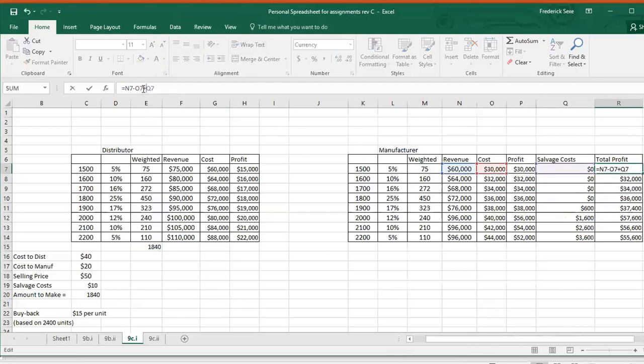Let me add this real quick, and I will go through the cell again just to make sure that everybody understands where my thinking is. So once again, revenue. Weighted value is this column times this column. The amount times probability gives you the weight.